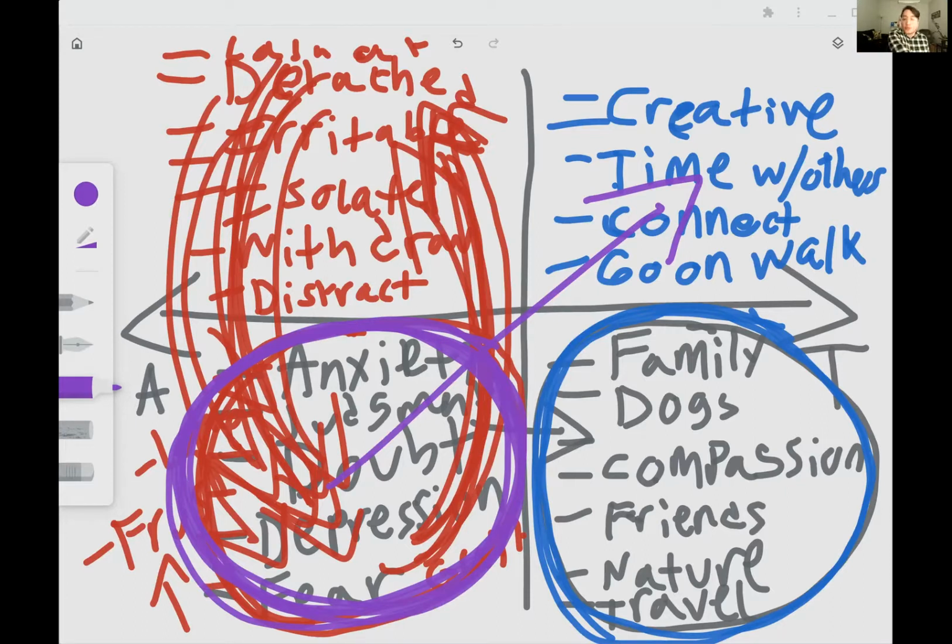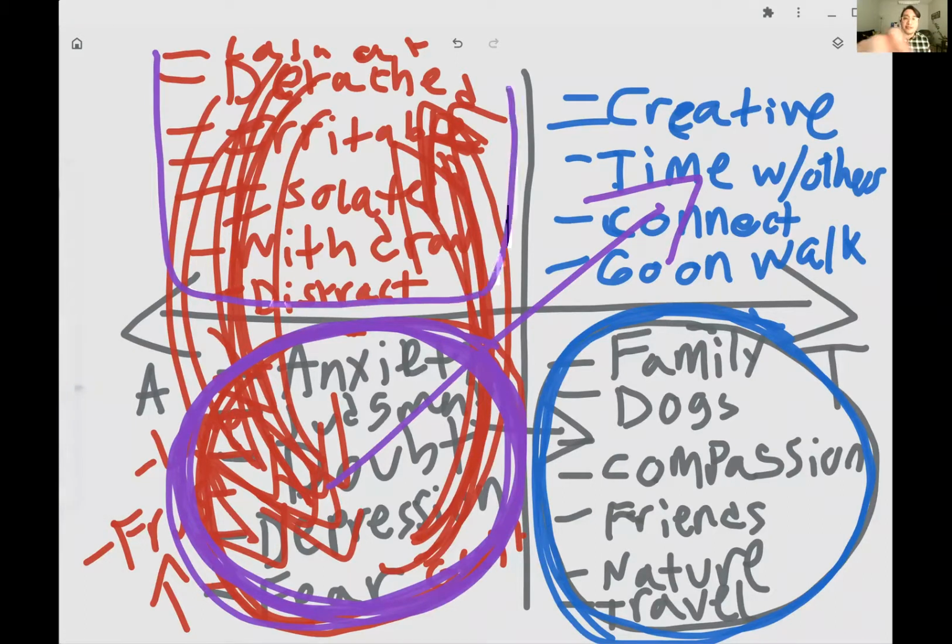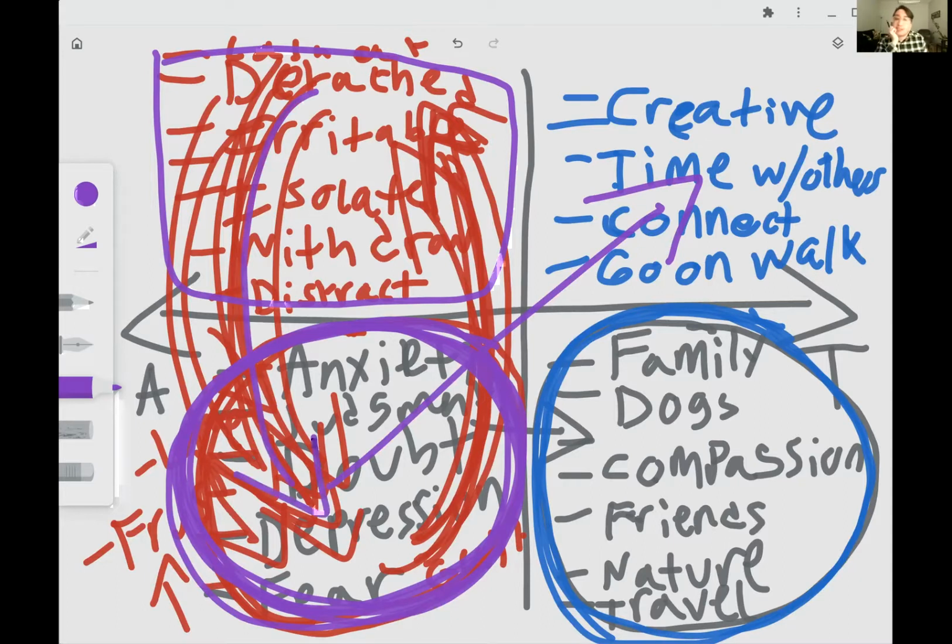This is a toward and away system. This is not a good versus bad system. This is not a right versus wrong system. This is just toward and away. Any of the stuff that shows up here in the top away side, we'll call these things away moves. These are things that we do that are designed in theory to help us move away from this stuff down here.